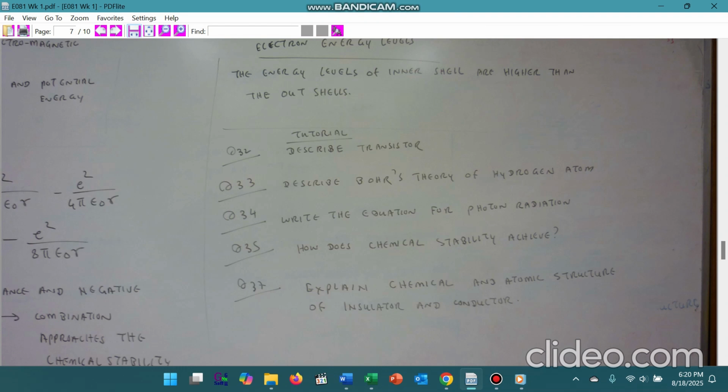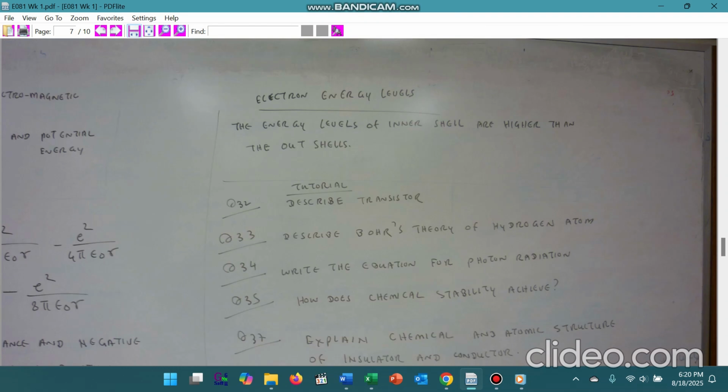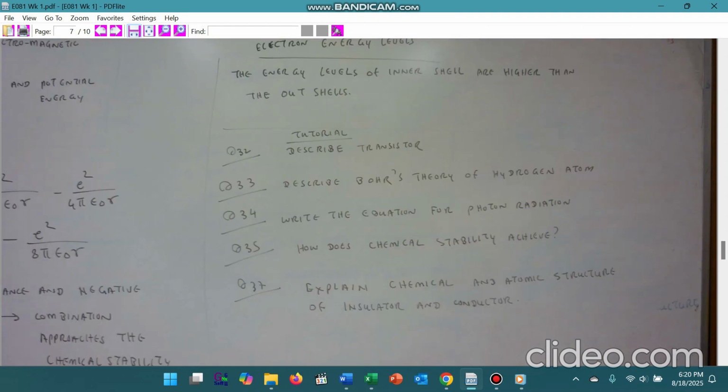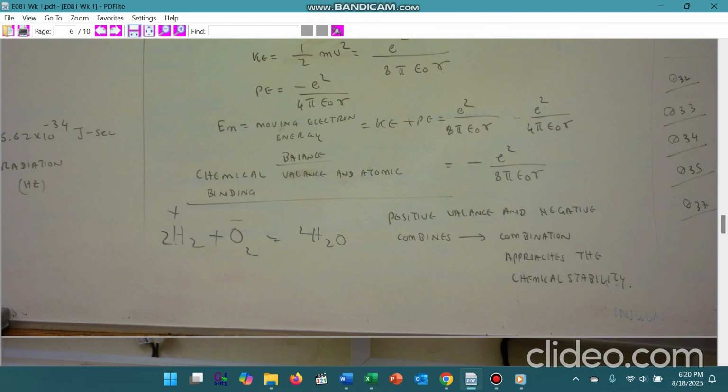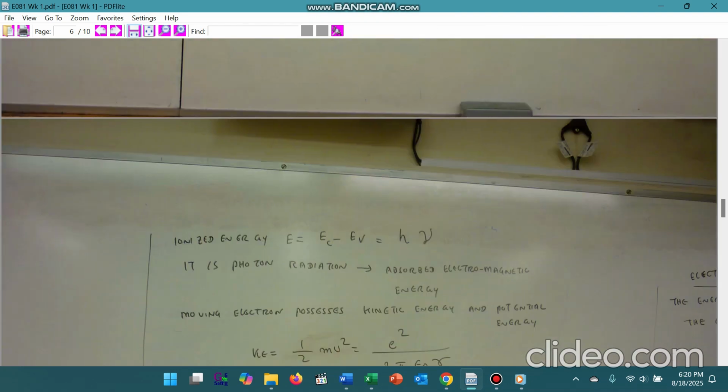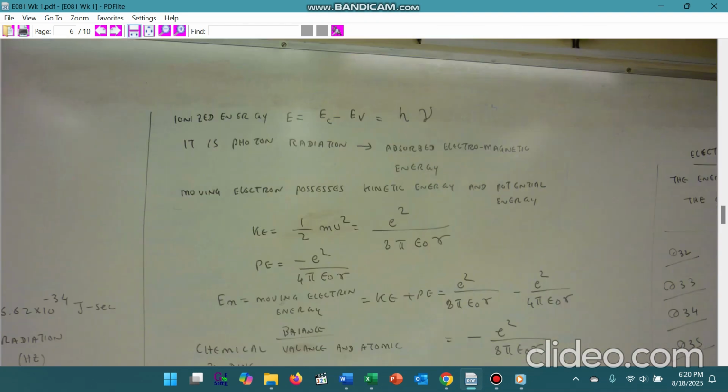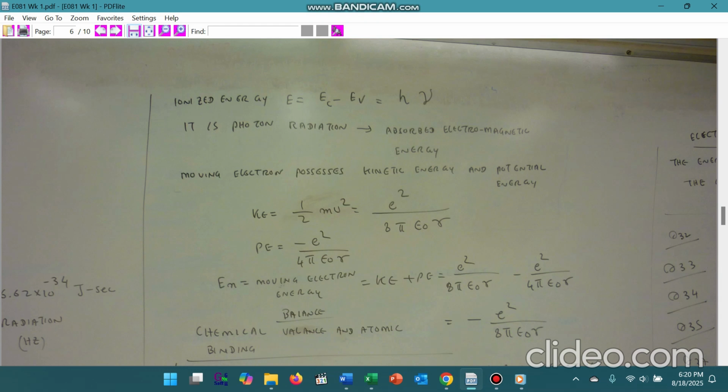E infinity means the electron possesses energy while it is moving and coming out from the atom. But E1 is the initial state of the electron energy. The difference is the ionized energy. It can be calculated as me to the power 4 divided by 8h squared E0 squared. E0 is the permittivity, me is the electron mass, and h is the Planck constant. So this equation is the photon radiation equation.